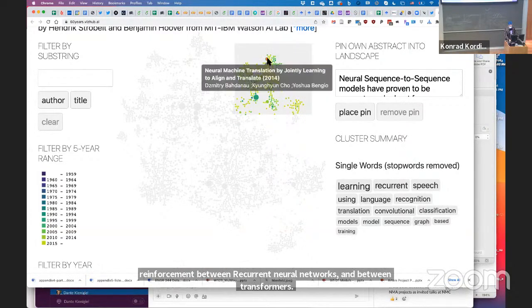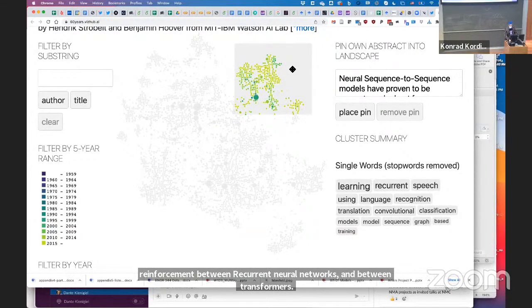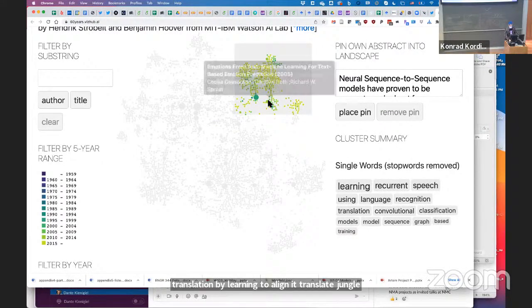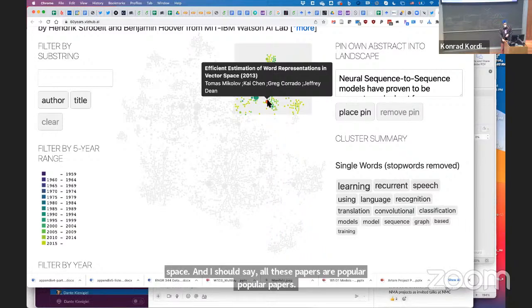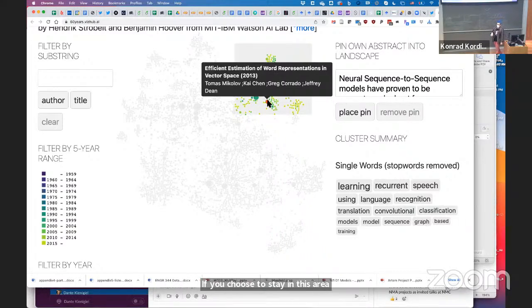Let's look at a few other papers here. Neural machine translation by learning to align and translate. One of the first Kyunghyun Cho papers, I think, here. Efficient estimation of word representations in vector space. Basically, can I take a sentence and embed it in some high-dimensional space? And I should say, all these papers are popular papers. If you choose to stay in this area, you have a very good chance to choose one of these clusters. And in the end, you will know most papers in that cluster that are visualized here. Basically, everything that is visualized here is a classic.